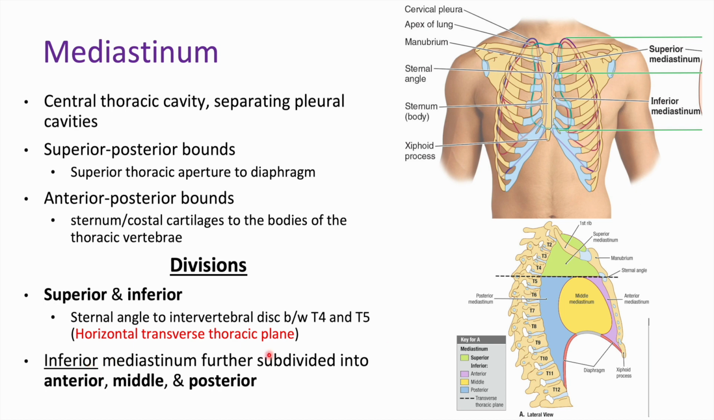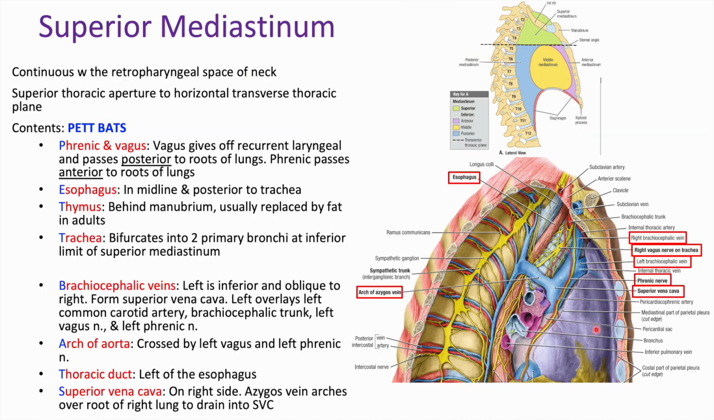Our inferior mediastinum still has a ton of different stuff. And so we're going to use some natural landmarks to further divide it into anterior, middle, and posterior. And so keep this picture in mind as we're going to go through and look at the contents of each of the different sections. So first, let's look at the superior mediastinum. So that's going to be in green up here. It's going to be continuous with the retropharyngeal space of the neck. And it's going to run from the superior thoracic aperture up here to the horizontal transverse thoracic plane.